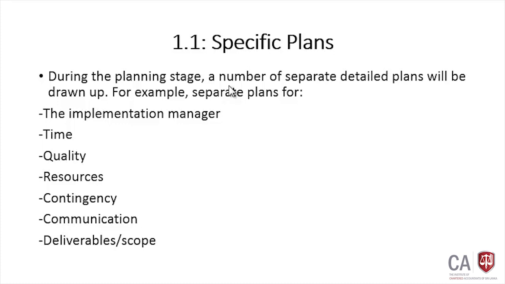First one is the implementation manager. It's very important to understand the responsibilities of the implementation manager within the planning stage. Normally their primary responsibility is to define the objectives clearly with the board of directors and to communicate them to the rest of the implementation team. So he has to play an important role here, right? He identifies the objectives along with the board of directors, and he has to communicate these objectives to the implementation team.